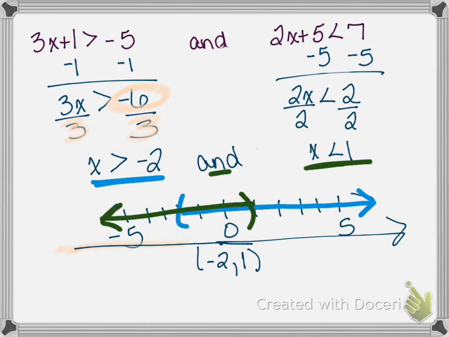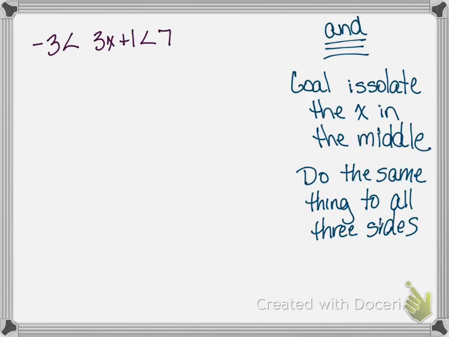Okay, I have one more type of and to show you, and then we'll go into or. Okay, so here is another type of and that you will see, and it looks a little different. I don't have the word and written, so it does look different. So I've got negative 3 is less than 3x plus 1 is less than 7.